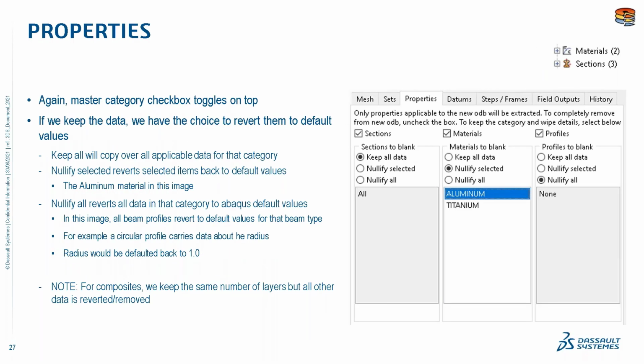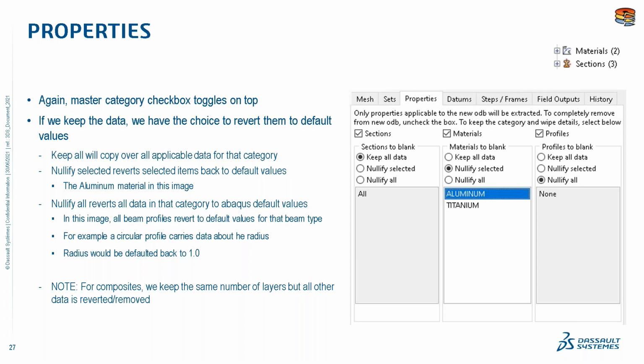We also have the properties tab. So properties is your sections, materials, profiles. This information is in the ODB file by default whenever you run, but you may not want it, so you may not want other people to see it. So we have toggles, again, for each of these checkboxes.